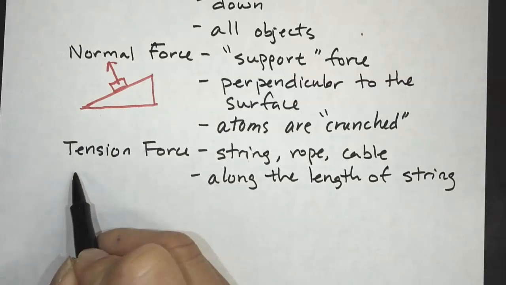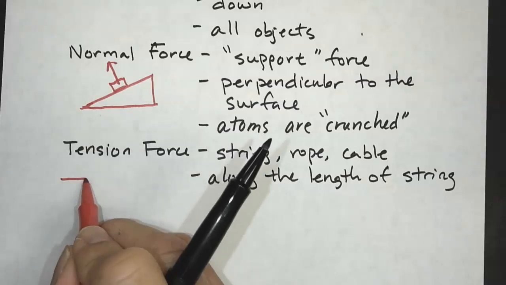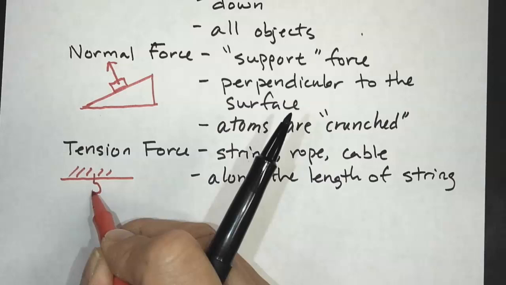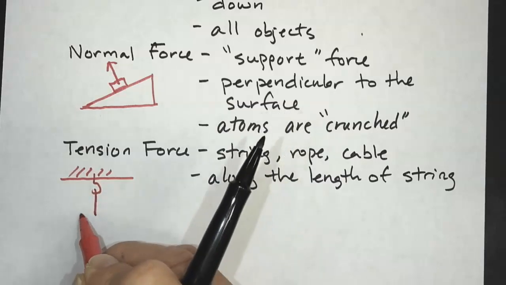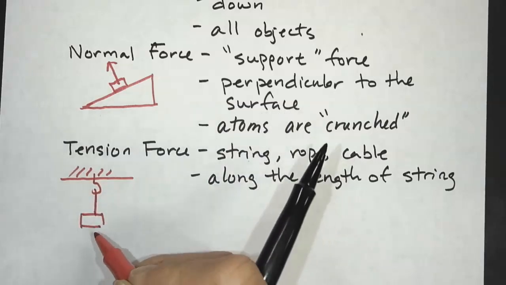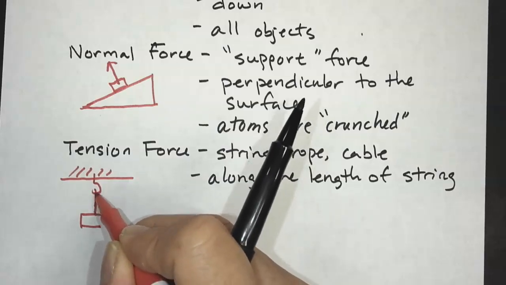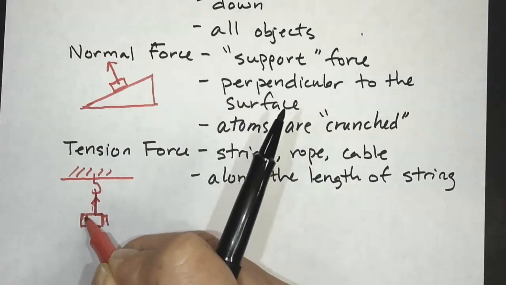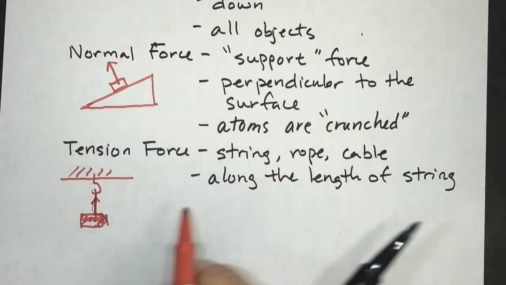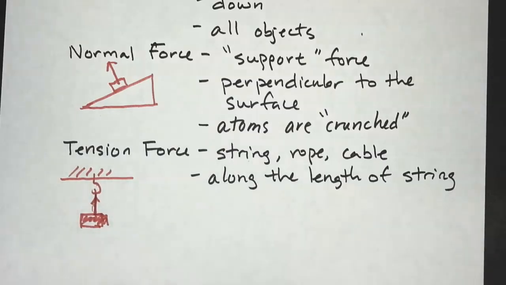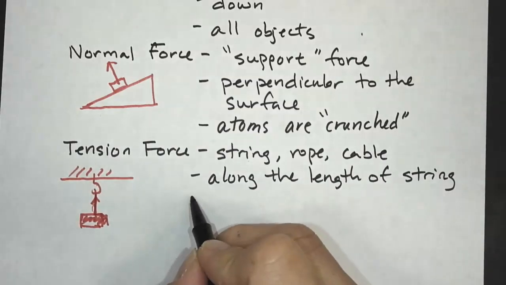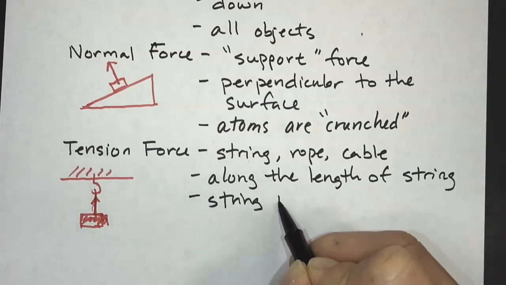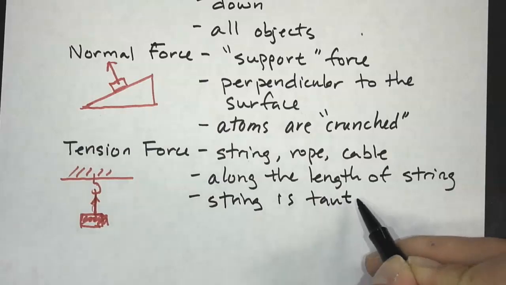Let's say that I have a string that's connected to this hook here. So I have this string right here, and it's holding on a block right here, okay? So this is a tension force. This right here is a tension force. It's pulling this block up right here, okay? And it's going to be an upward direction along the length of the string. And this occurs when the string or rope is taut. That means it's getting pulled.